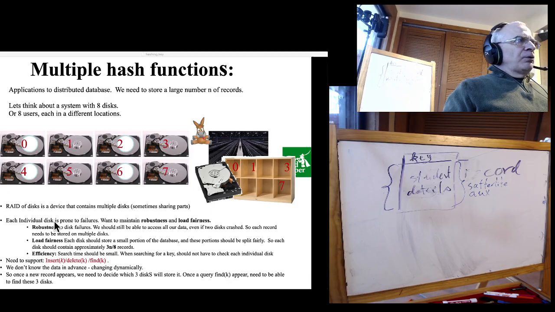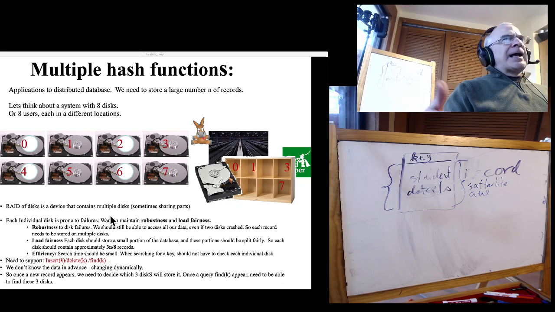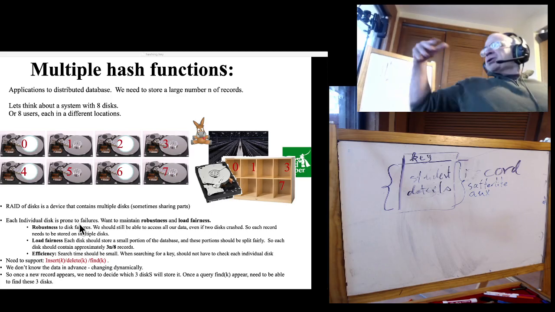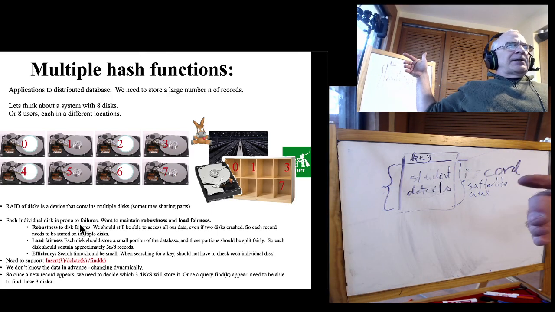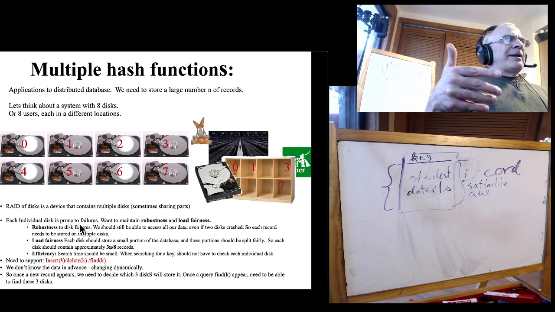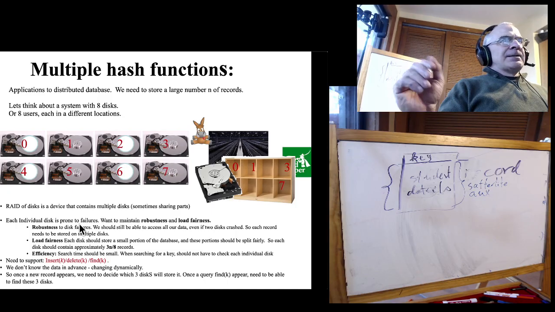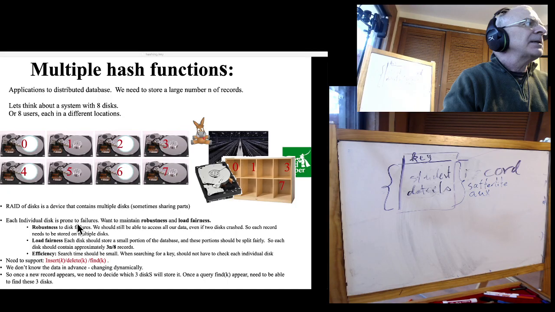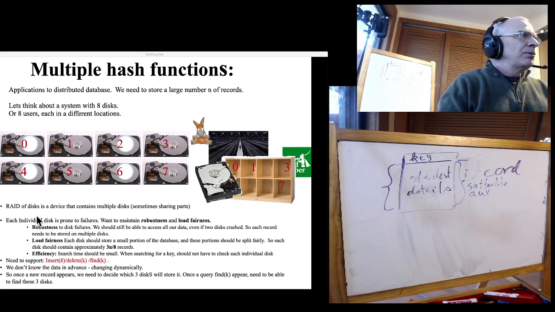And I want to use them even though each one might, with some probability, fail. Maybe it's not turned on, maybe it's not online. Still, I want to be able to access my data. So I cannot take each individual record and store it only on a single hard drive. That would be a bad idea, because once this hard drive fails, then this data is lost, temporarily or permanently. So what should I do instead?